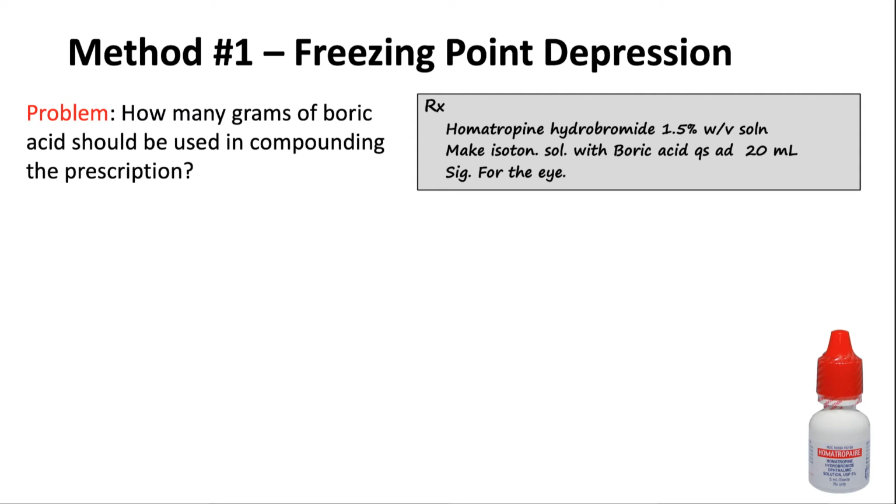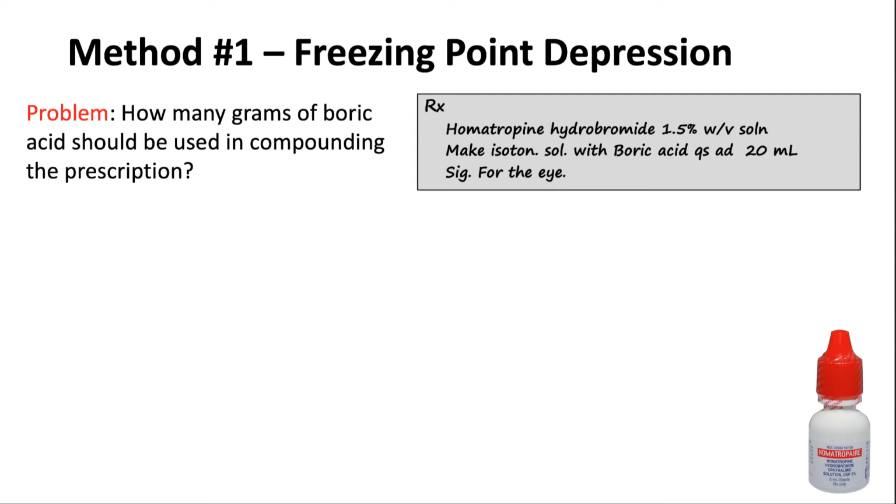So homatropine hydrobromide, the therapeutic agent, is used to cause mydriasis, or dilation of the pupil of the eye, so that a doctor or ophthalmologist can look inside the eye for some sort of condition or issues. So we want to dilate the eyes so that they can be examined, and that's what we'll use the homatropine for. But clearly, the homatropine at the therapeutic concentration we need, the 1.5%, is probably not going to make the solution itself isotonic. So we need to add additional boric acid so that the final product is isotonic and won't cause any eye irritation.